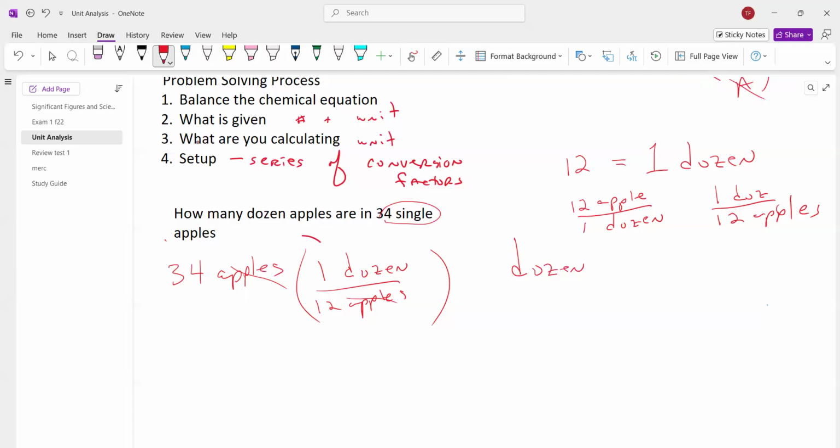Okay, so if this was a problem on a test, how many sig figs is 1 dozen over 12 apples? It says 1. It's by definition. Hence, it's infinite.